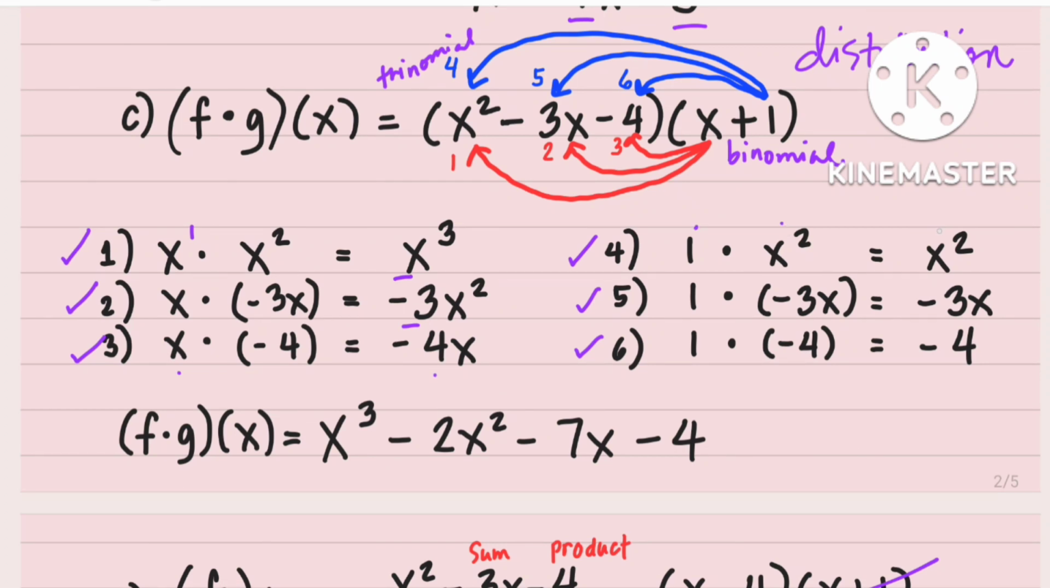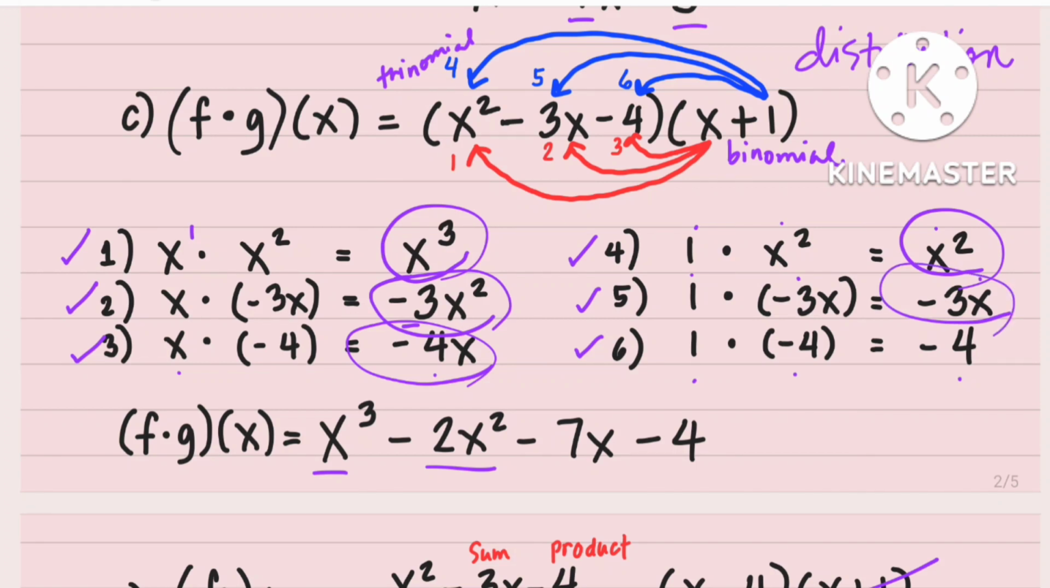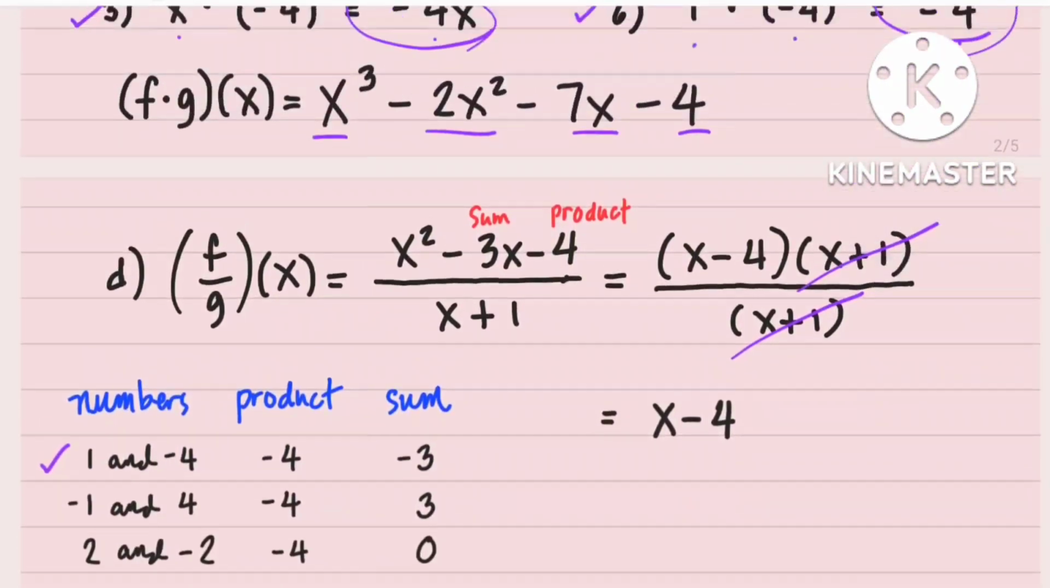1 times x squared is x squared. 1 times negative 3x is still negative 3x. 1 times negative 4, of course, negative 4. Combining like terms, I'll just bring down x cubed because it has no term that is like it. Combining negative 3x squared and positive x squared will obtain negative 2x squared. Negative 4x plus negative 3x, that's negative 7x. Then we'll bring down negative 4. So this is the product.